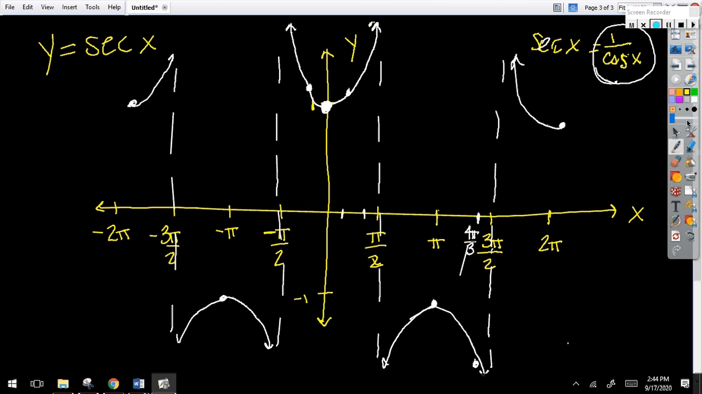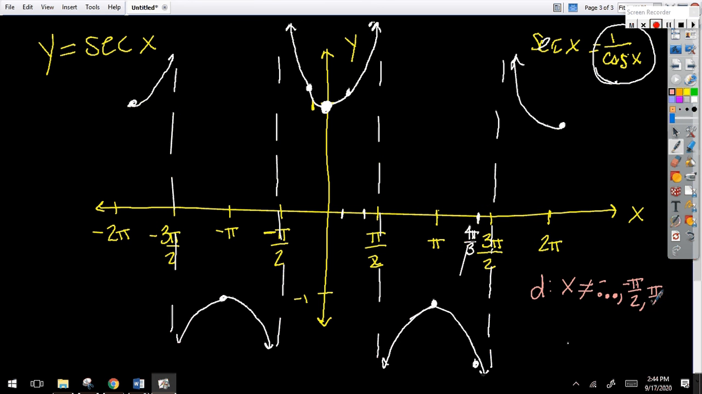My range is going to look a little bit different, because if you look at what's left out in the middle, right? So my range here is going to be negative infinity to -1. It includes -1 though, because there's a point there. And then from 1 to infinity.